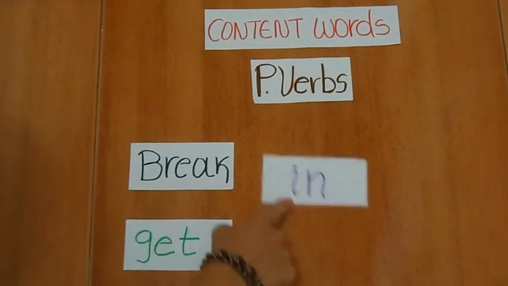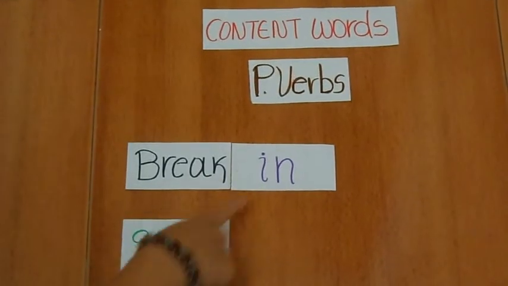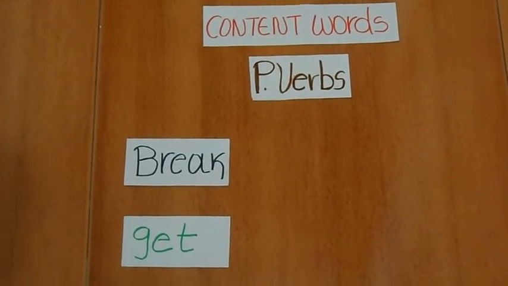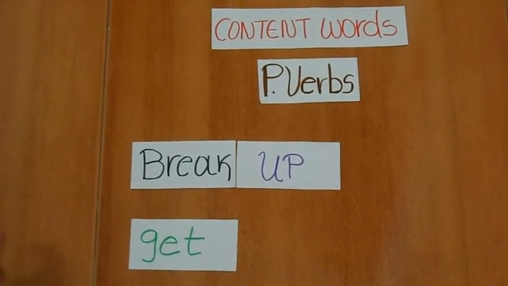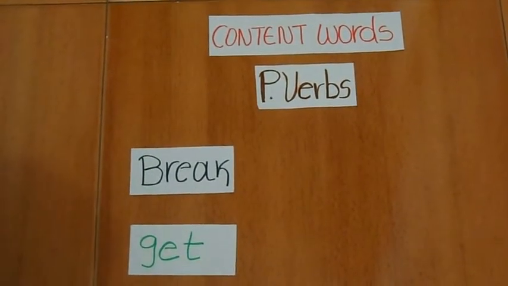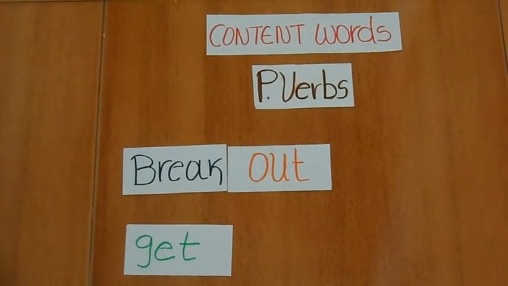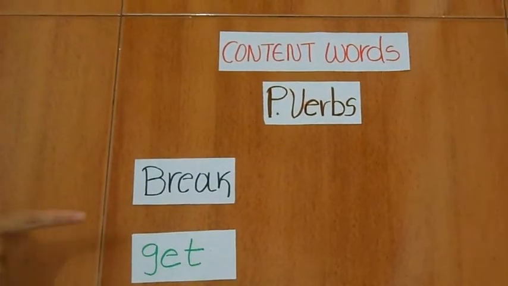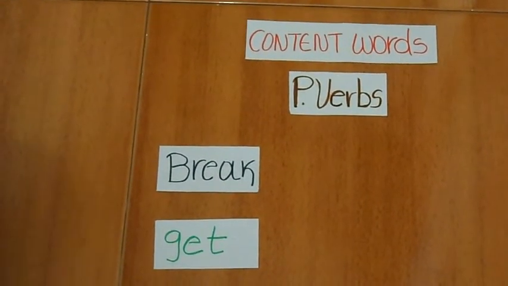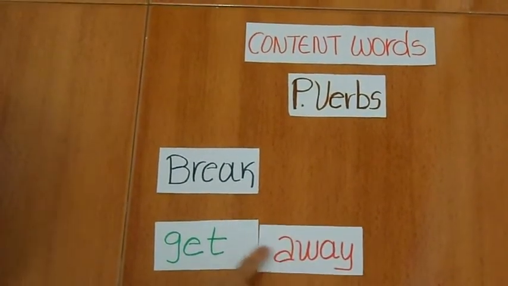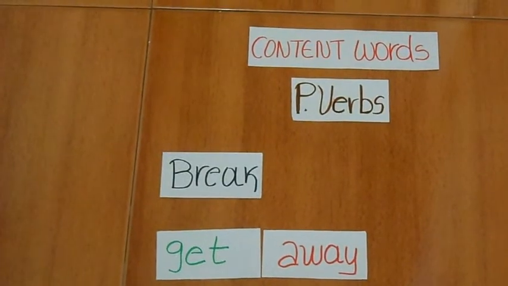Another preposition that we can add is in, and we have the phrasal verb break in, which means interrupt. Another preposition that we can add is up, and we have break up, which means end a relationship. And the last preposition that we can add is out, and we have break out, which means escape. In the last part we have the verb get, but instead of a preposition, we are going to add an adverb. And we have get away, which is another phrasal verb, which means go on vacation.